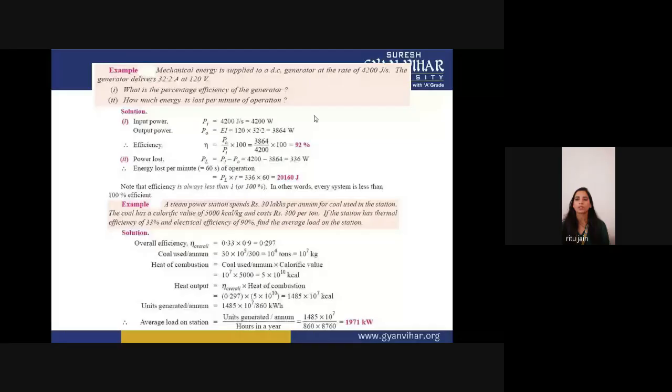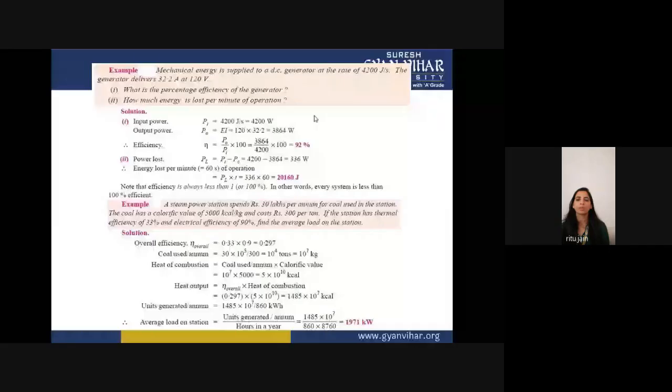So overall efficiency is equal to 0.33 into 0.9. The thermal efficiency is multiplied by the electrical efficiency, so overall efficiency will be there. And for the coal used per annum, the rupees for coal is 30 lakh per annum, and the cost per ton is 300 per ton. So you can find out how much coal you require in terms of tons. So you will get 10 to the power 4 tons, which is equal to 10 to the power 7 kilogram.